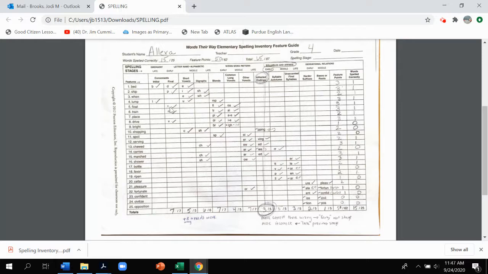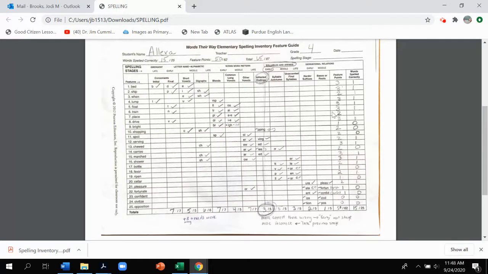Float, if you notice, we're only looking at the final consonant, the initial blend at the beginning, and then the long vowel pair in the middle. She got all three of those correct, and we mark it as a 1 for spelling it correctly.